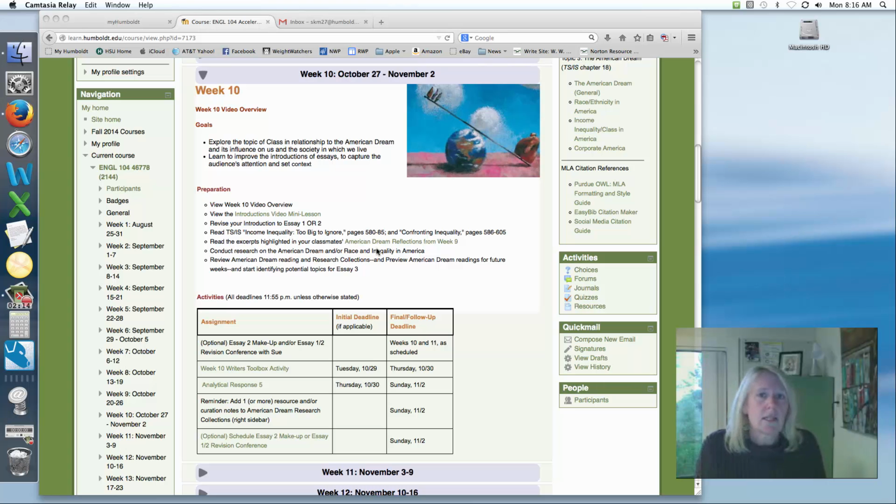So we're sort of getting into the zone of revising older things, moving forward on the final pieces that you'll be working on, and preparing for the last 5 weeks for the further development of your portfolio. The other things this week: you do have the Writer's Toolbox, which is reflecting on and looking at your introductions. You also have an analytical response, your first chance to share with each other your ideas on the topic of the American Dream.